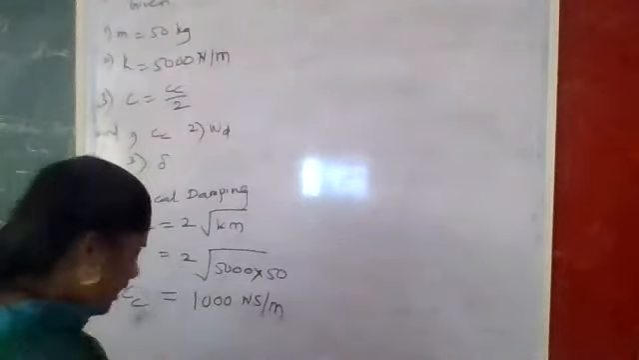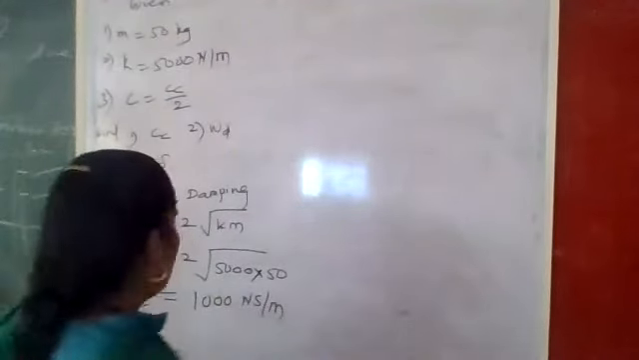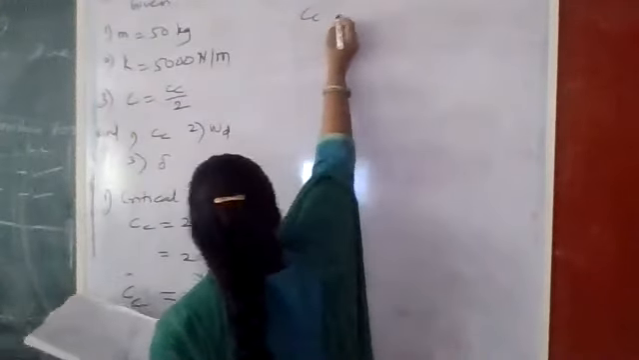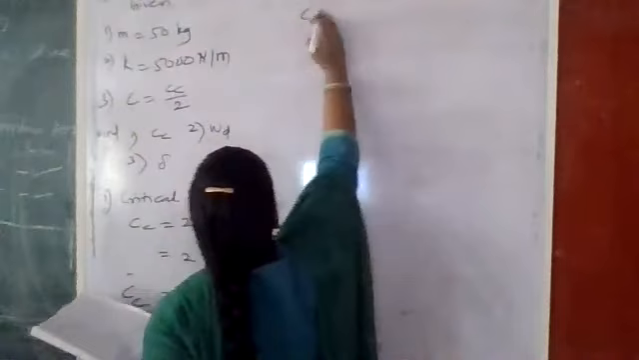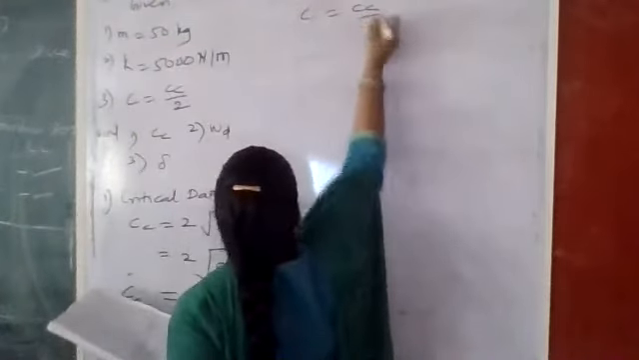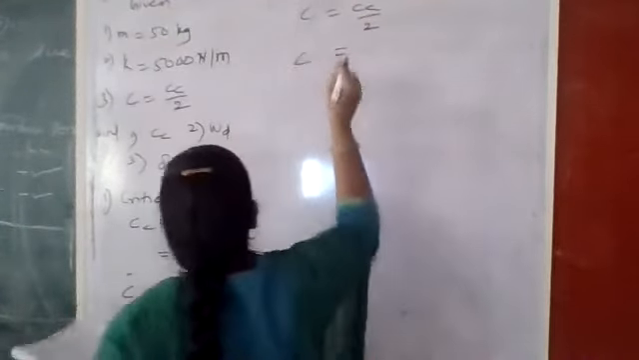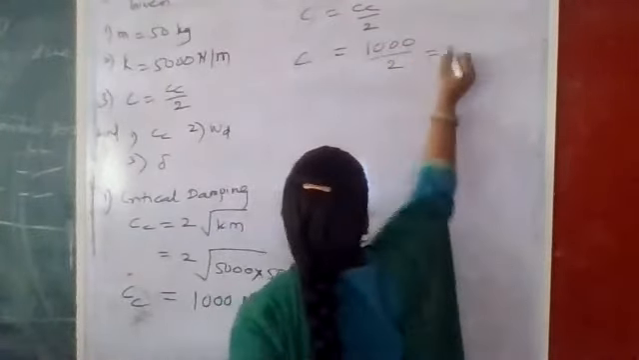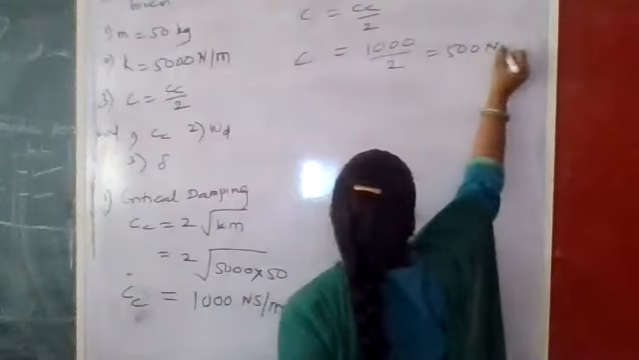Second, we already know the condition they have given: C is equal to Cc by 2. So what is the value of c? That is 1000 divided by 2. That will become 500 Newton second per meter. That is the value of c.